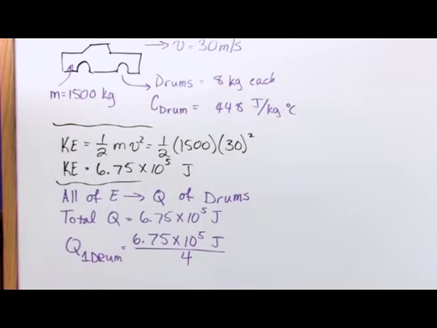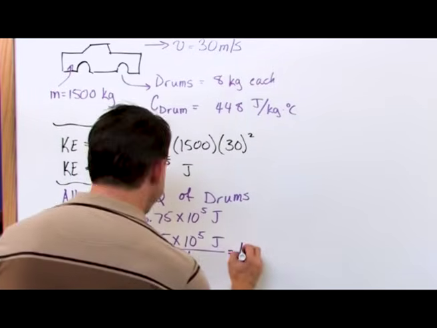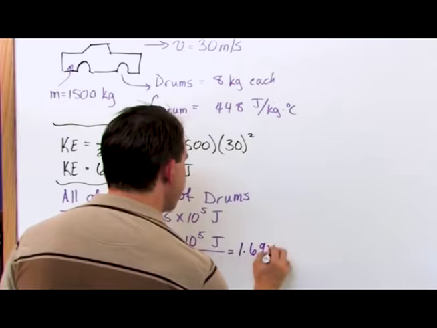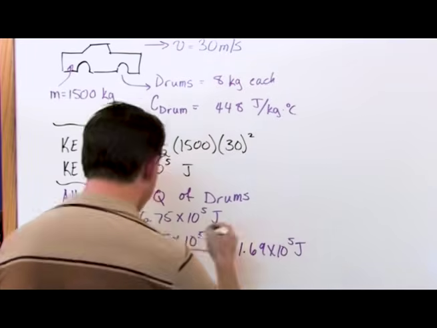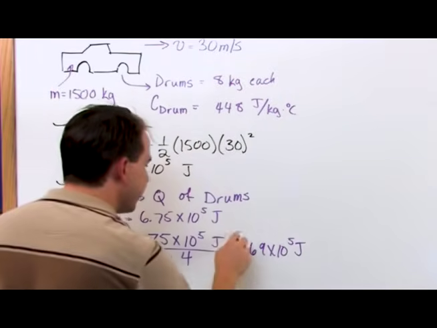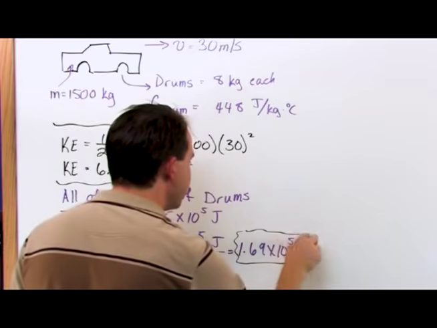So what you're trying to do is break it down to the drum level to calculate how much heat we're actually adding to each drum individually. And when you do that, you will find out that each drum receives 1.69 times 10 to the 5 joules. So I'm going to circle this kind of with a fuzzy line. It's not the answer, but it's an important intermediate step.